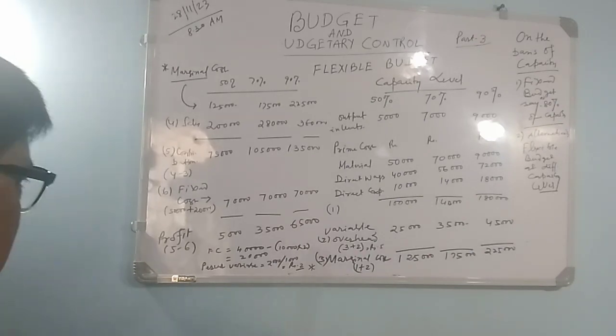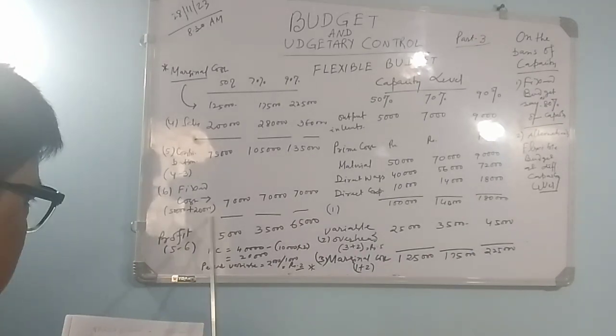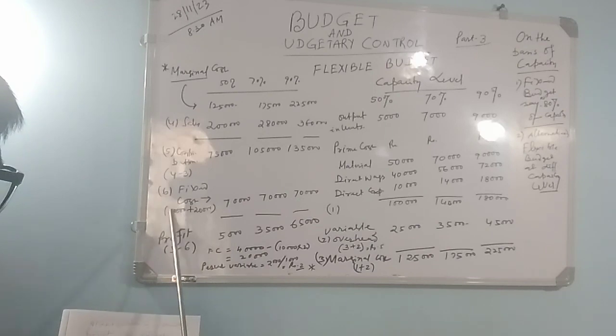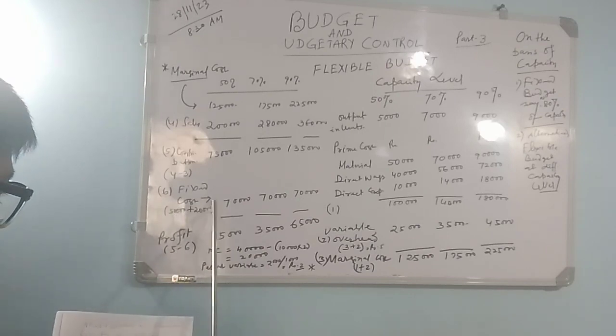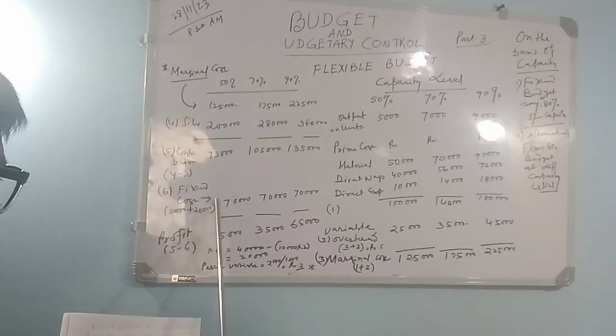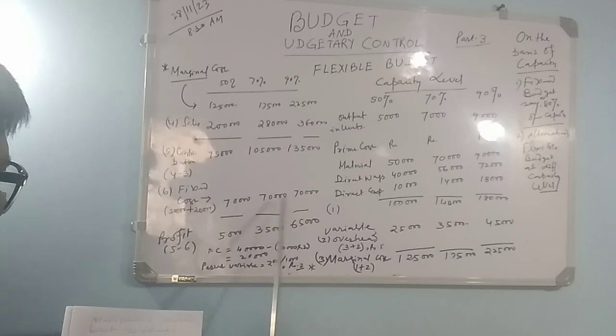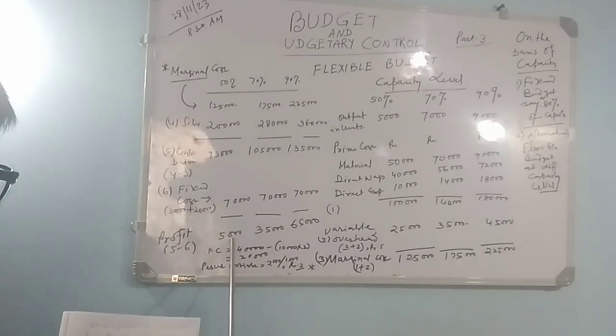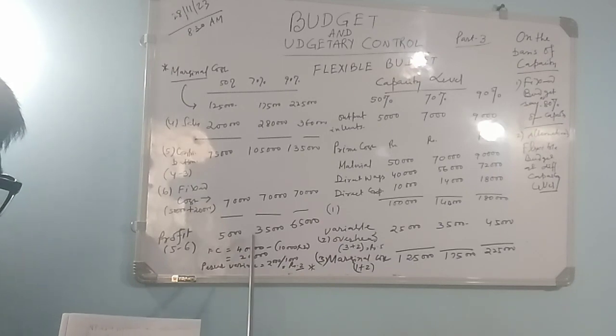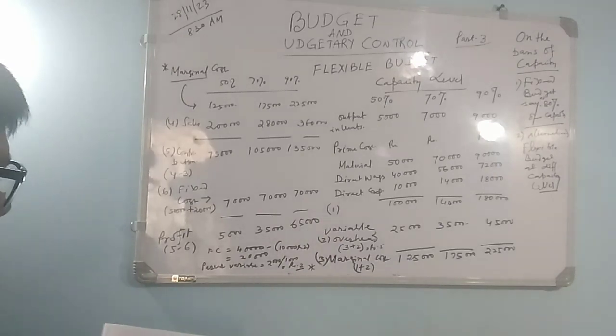You are getting my point. This you have to add to the fixed cost. The initial fixed cost is 50,000, and from the semi-variable overhead, 20,000 fixed has come. Taken together, 70,000 comes. So the fixed cost is 70,000 at every level. Then profit is contribution minus fixed cost: 5,000, 35,000, 65,000.